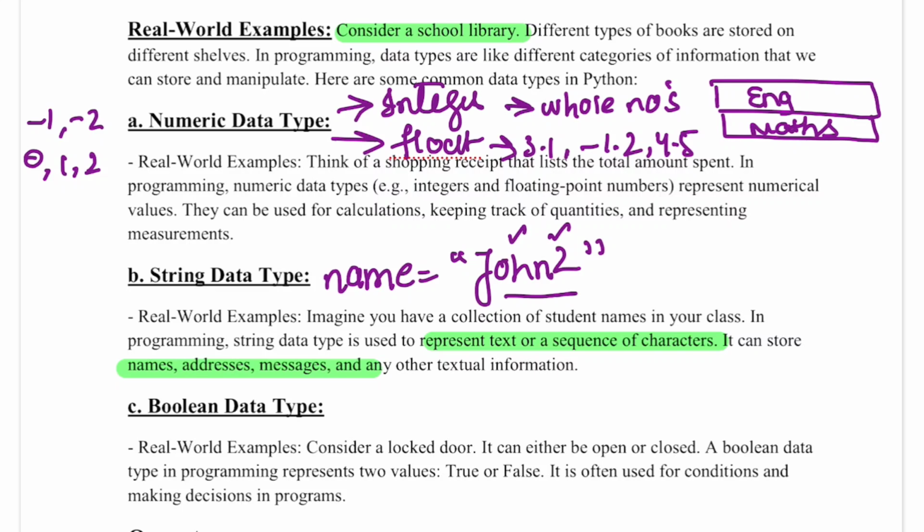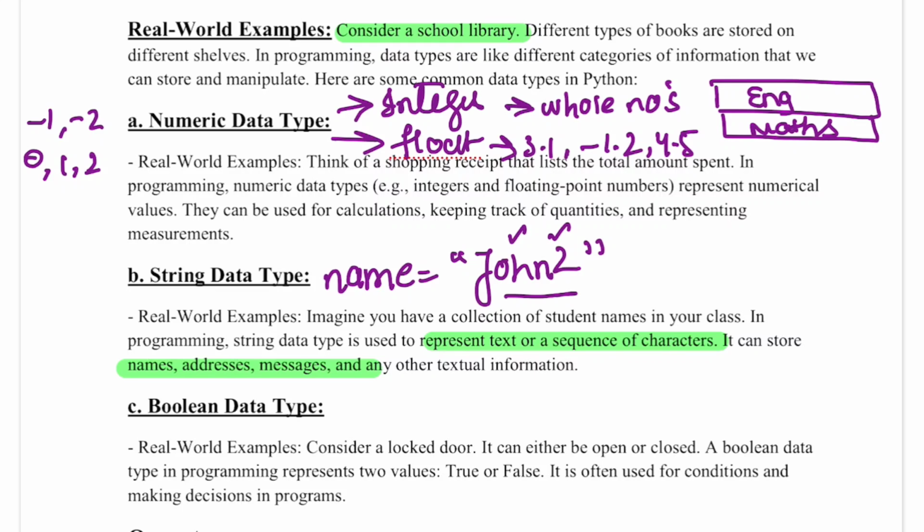So there can be a question in your exam, maybe where you are given a data or a value and you're asked which data type this can be stored in. So you must be familiar with the categories, and of course you can do it then.